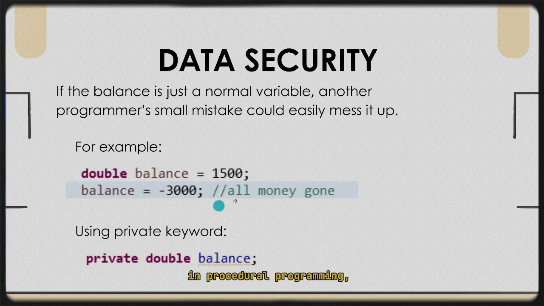In procedural programming, your data is usually just a regular variable. That means anyone in the code can change it anytime. Imagine you're building an app that tracks a user's bank balance. If the balance is just a normal variable, another programmer's small mistake could easily mess it up.